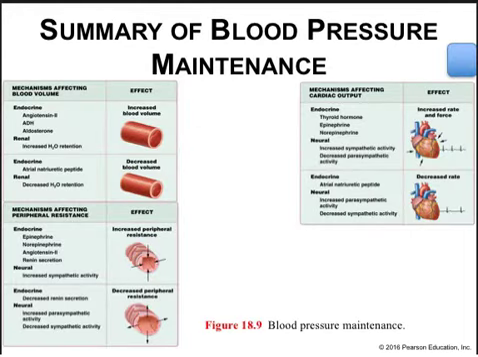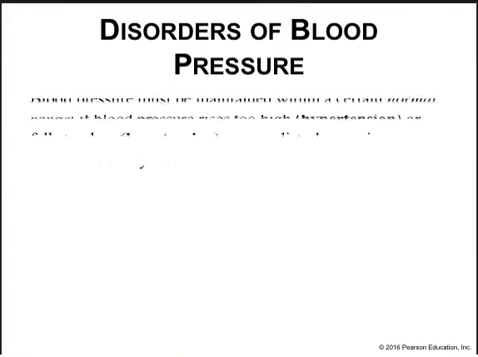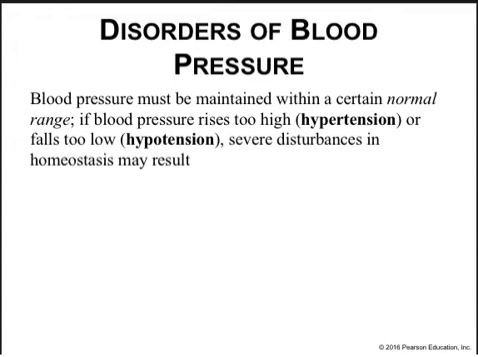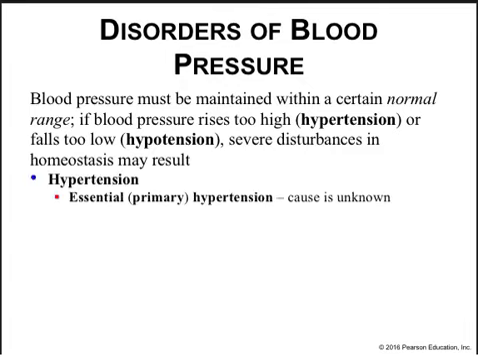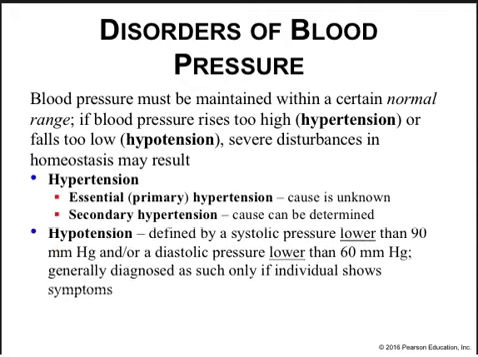The maintenance of blood pressure by the nervous, the endocrine, and urinary systems is summarized here, and each panel indicates the effects the systems have on each factor that impacts blood pressure: blood volume, peripheral resistance, and cardiac output. Some disorders of blood pressure include hypertension and hypotension. These are deviations of blood pressure outside homeostatic norms. In primary hypertension, we don't really know the cause, while in secondary hypertension, we can definitely assign a cause.